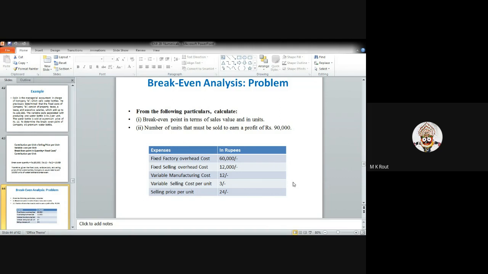So what is the fixed cost given here? 72,000. Exactly, that is 72,000, 60,000 plus 12,000. And what is the variable cost? 15 rupees. Exactly. Variable cost means the variable manufacturing cost plus the variable selling cost per unit. That is 12 plus 3, which equals 15. So what is the contribution per unit?